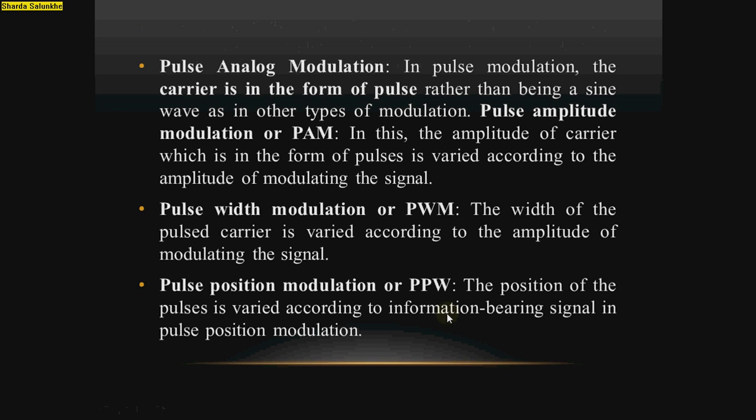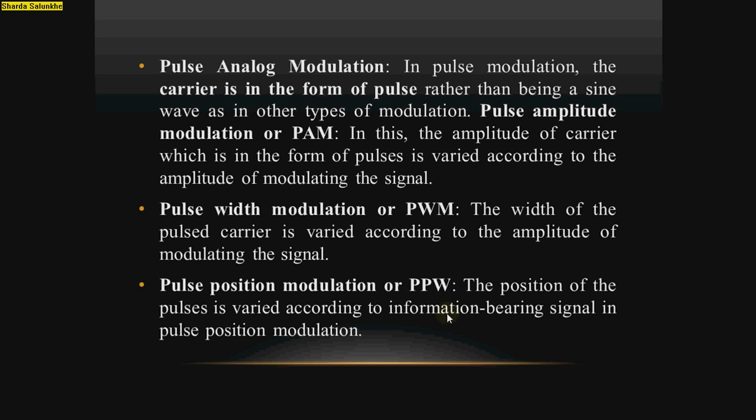Pulse angle modulation. In pulse modulation, the carrier is in the form of pulses rather than being a sine wave as in the other types of modulation. Pulse amplitude modulation or PAM: in this, the amplitude of the carrier, which is in the form of pulses, is varied according to the amplitude of the modulating signal. Next one is pulse width modulation or PWM.